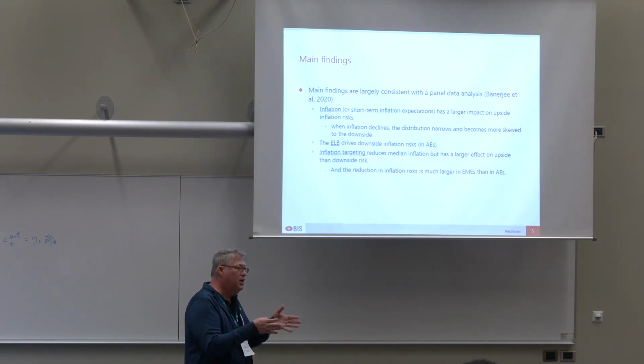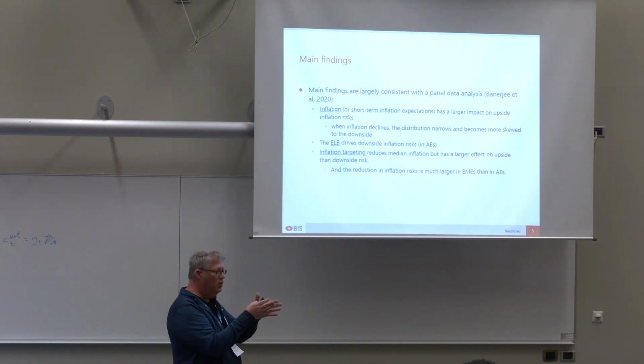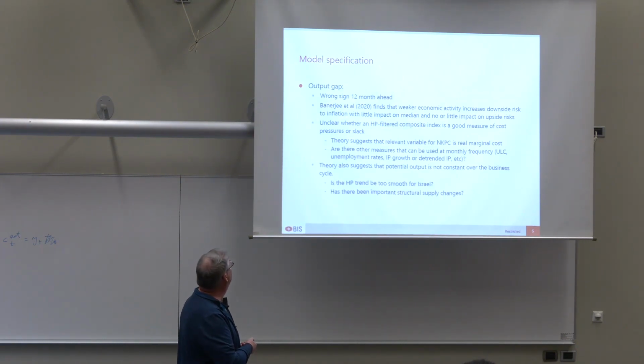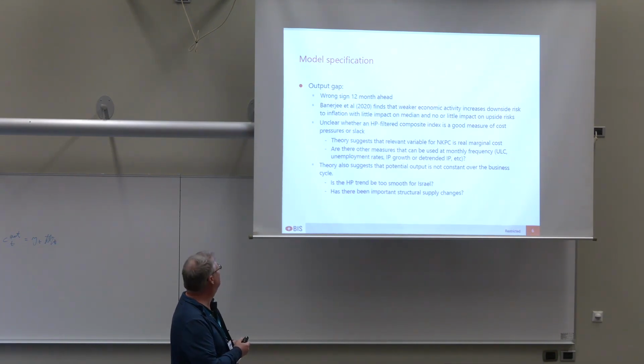So the authors cannot look at this because their sample only covered the inflation targeting period, but this is something to keep in mind. Now, on the model specifications, I think the output gap has the wrong sign, so obviously this is a bit problematic. So the obvious question here is whether you have a better measure of the output gap.